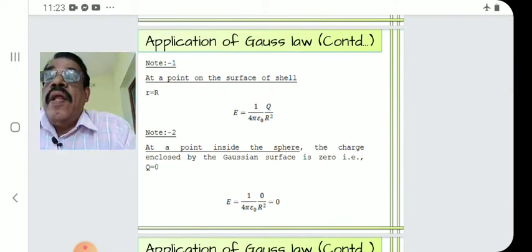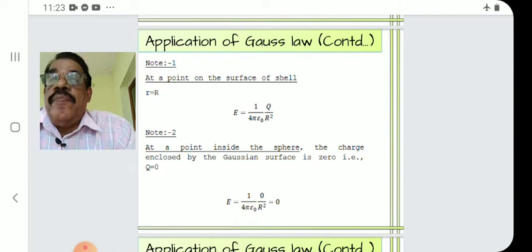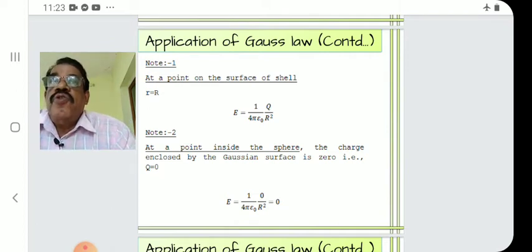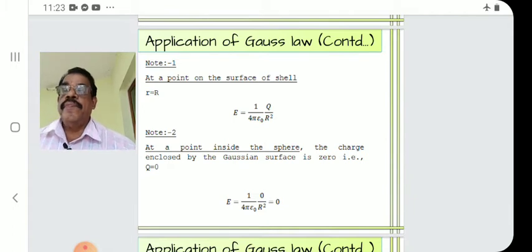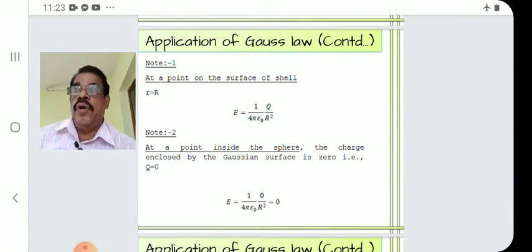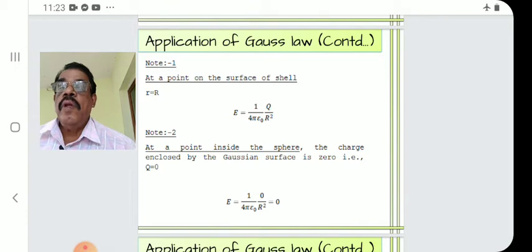Note number 1: at a point on the surface of the spherical conductor, small r is equal to capital R, the radius of the sphere. Therefore E is equal to 1 by 4 pi epsilon 0 q by R square.